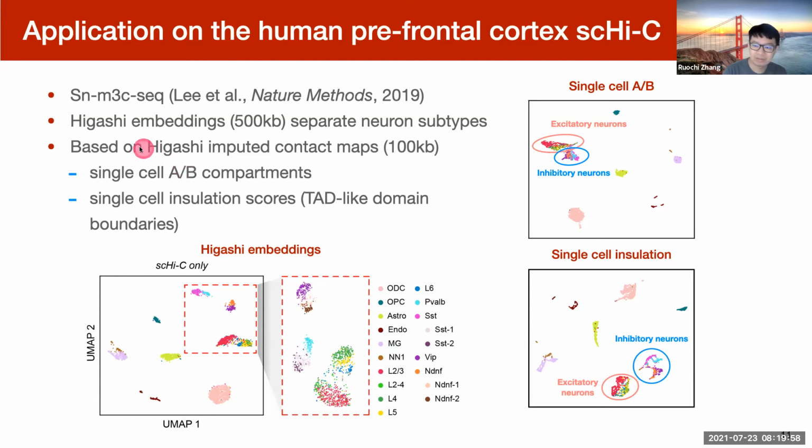And surprisingly, we found that by applying Higashi on this dataset, the embeddings can already separate neuron subtypes pretty well. Then, based on the imputation of Higashi, we calculate genome-wide single-cell insulation scores as well as the single-cell AB compartment values. We found that the UMAP visualization of these 3D genome structure features can already separate the major cell types. In particular, the single-cell AB compartment values can separate the inhibitory and excitatory neurons, while the single-cell insulation score has the power to further separate the neuron subtypes.